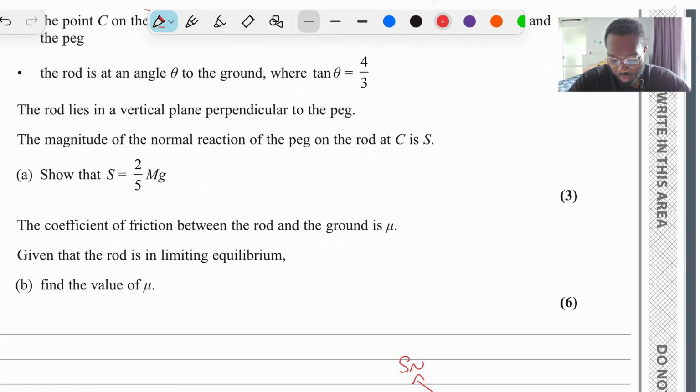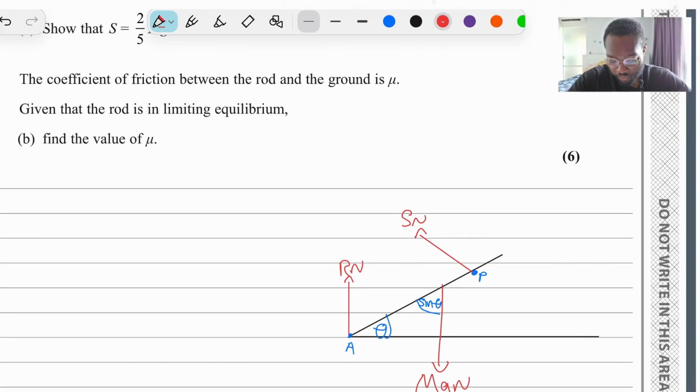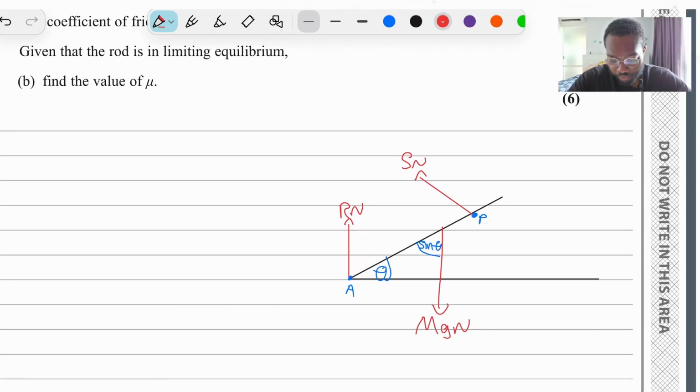So therefore, if we know what direction the frictional force goes, well, if you look at this question here, there's only one direction the frictional force can go, and that is to the right. Because remember, it has to balance out the other horizontal force. If the other horizontal force acts to the left, the friction needs to balance it out. So friction is going to the right direction here.